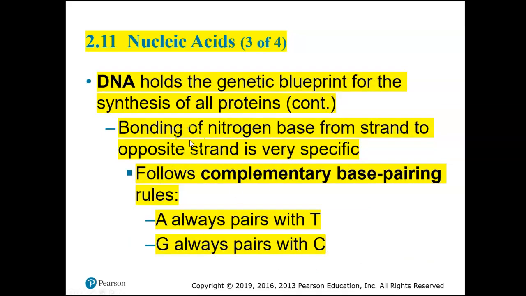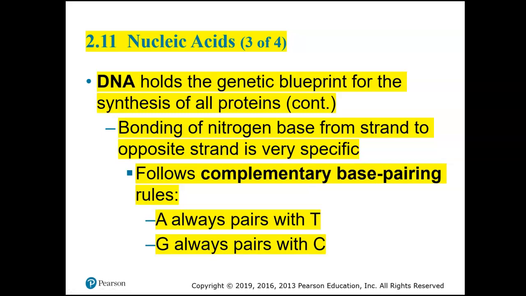So, complementary base pairing just tells us which base is going to pair with which base. Adenine always pairs with thymine. A always pairs with T. G always pairs with C. So if we know the code in one of the strands of DNA, then we know the code in the other strand because it will follow the complementary base pairing rules.